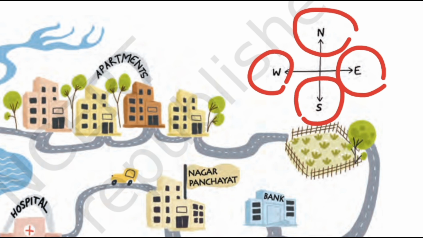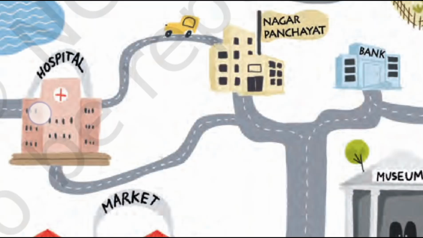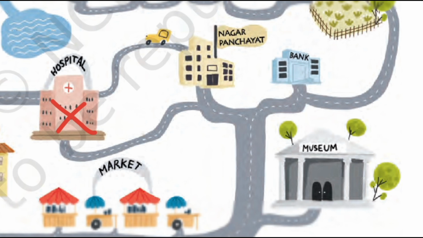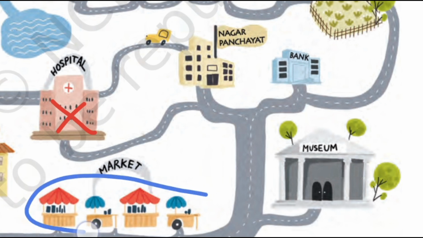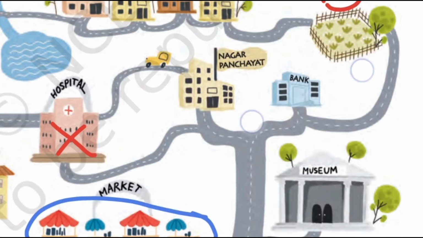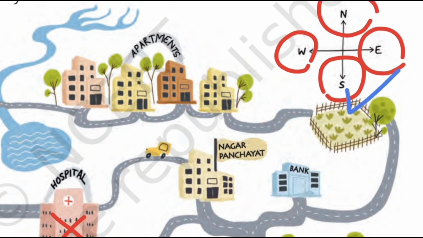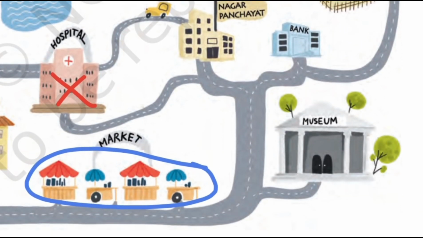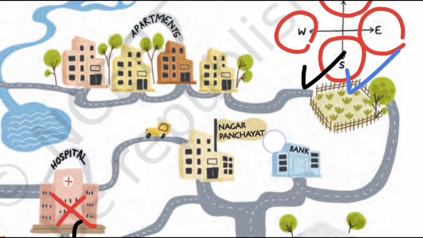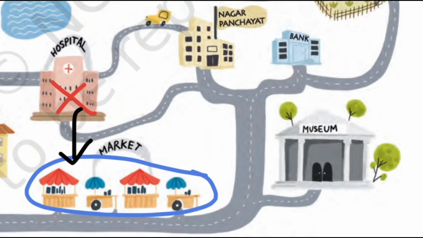I will give some examples, then you will understand. This particular hospital we can take as a reference point. When you are comparing with this hospital, you can see the market is below the hospital, isn't it? If it is below the hospital, we will say below means south. So we will say the market is on the southern side of the hospital. How do you find it? We draw an arrow starting from the hospital into the market, and that arrow is pointing towards the lower direction. Lower direction means pointing towards the south. So we will say the market is present on the southern side of the hospital.